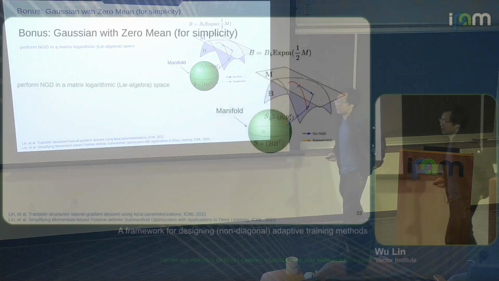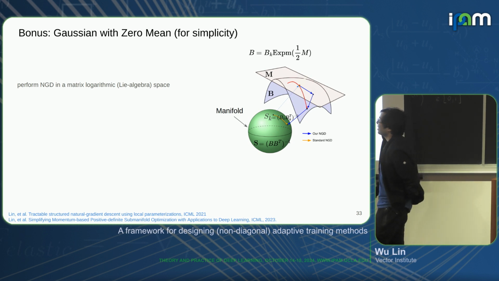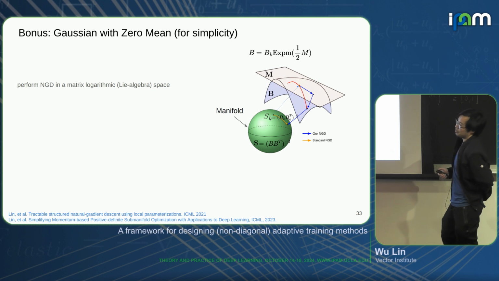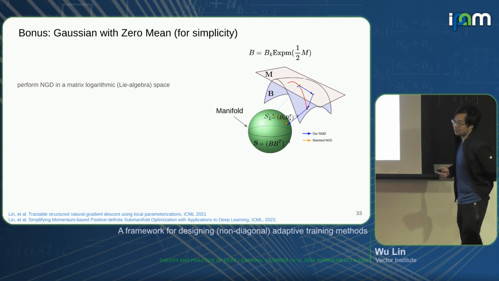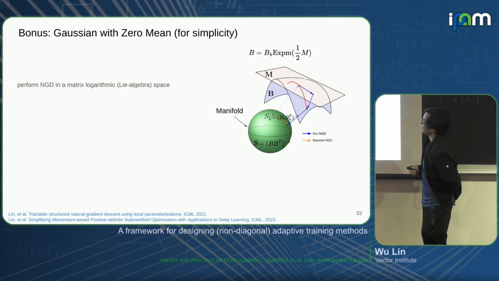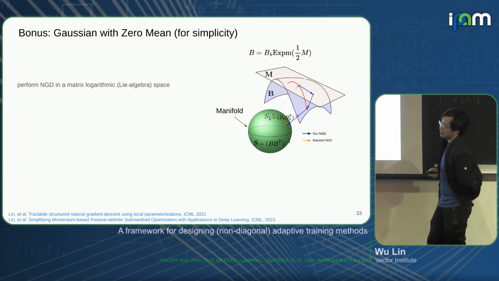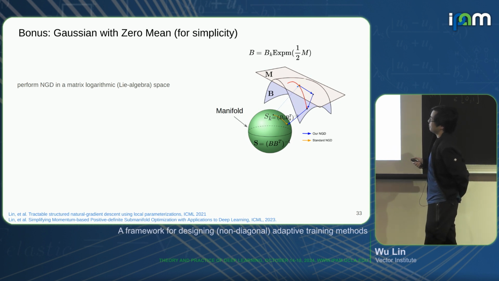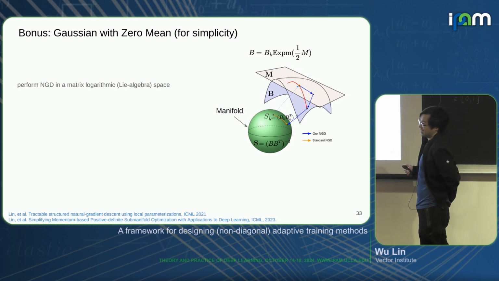So now we're going to talk about some technical details. For simplicity, we're going to assume we want to learn the covariance matrix without learning the mean. In this case, we can consider this map. As we'll see later, in fact, we can truncate it. Because this is a Gaussian with zero mean, the manifold becomes SPD, symmetric positive definite matrices, which is basically just a smooth manifold.